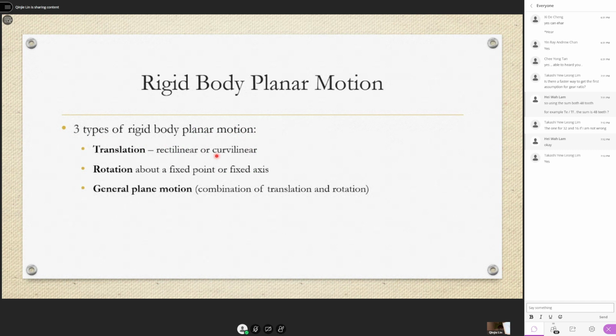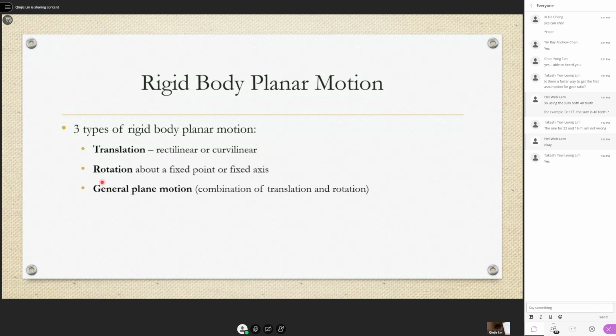There are three types of rigid body planar motion. Again, also some revision because you already know this. First one is translation. Translation, that means you move it. You move it up, down, left, right. Basically you just translate the item. It can be rectilinear or curvilinear. This is moving in straight line. These are moving in some sort of curve motion. But these are translations.